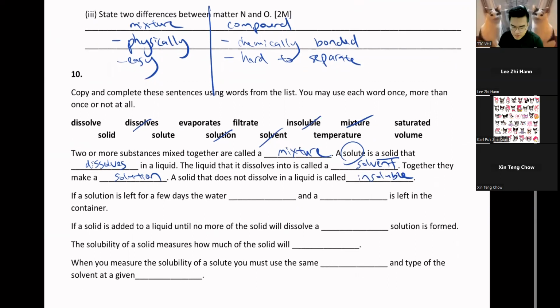Right? So if a solution is left for a few days, the water evaporates.